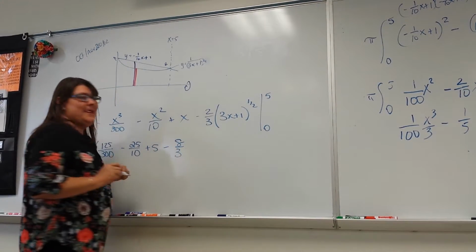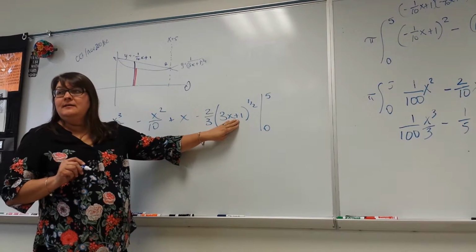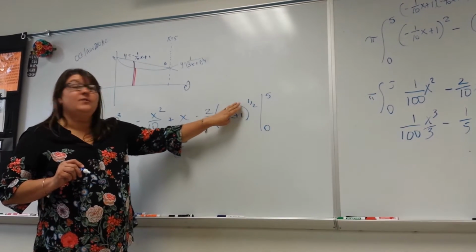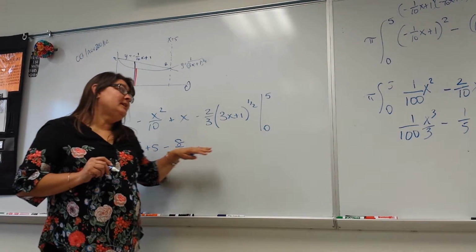Okay, I'll do it again. So I plugged in 5 here. I got 15 plus 1 is 16. Square root of 16 is 4. 4 times 2/3 is 8/3. So that was plugging in 5.